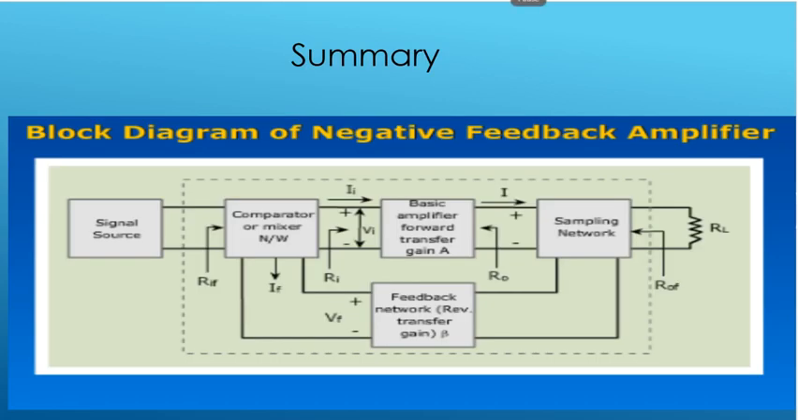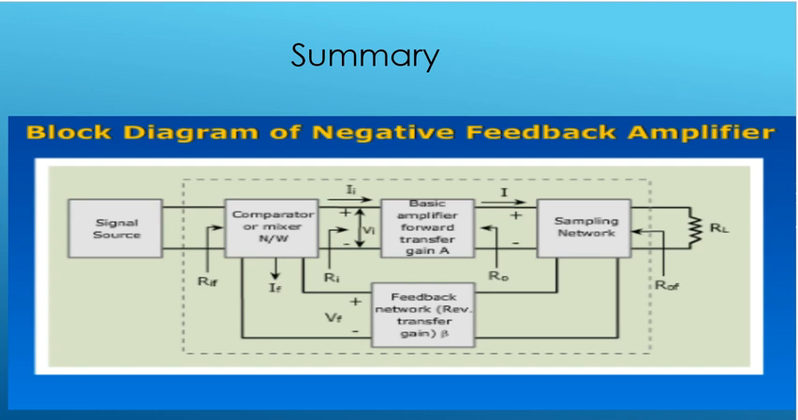Now we go to the summary. In this lecture we discussed the block diagram of the negative feedback amplifier. The negative feedback amplifier consists of these blocks: signal source, comparator, basic amplifier block, sampling network, and feedback network. The feedback network is a resistive network, and its gain is represented with beta, whose value is less than 1. The signal source is a voltage source or a current source.